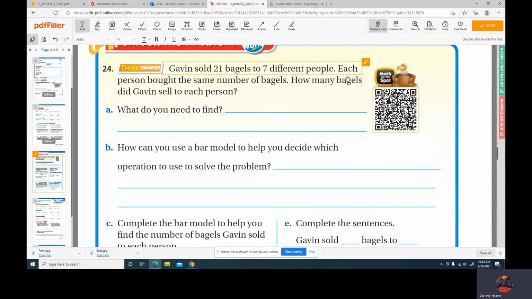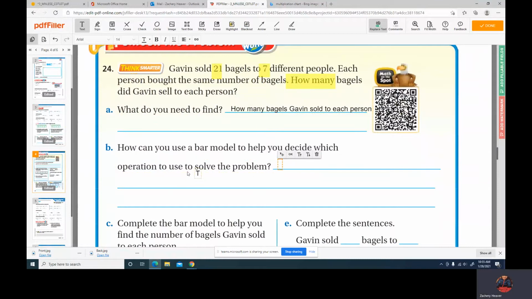The next one, it says, Gavin sold 21 bagels to 7 different people. Each person bought the same number of bagels. How many bagels did Gavin sell to each person? So first off, what do we need to find? Well, we need to find how many bagels Gavin sold to each person. That's the first thing we're going to find.